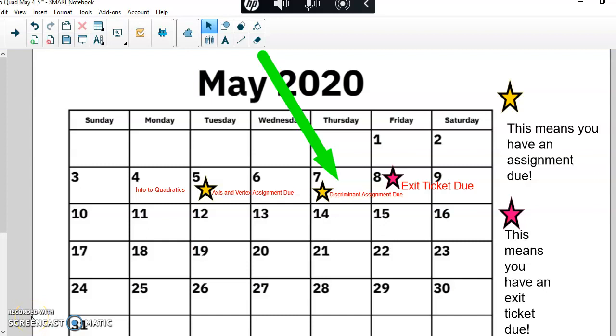We are getting ready to go through the knowledge you're going to need to do your assignment for today. As you see, our star is on the calendar. Your discriminant assignment is due today, and then all we have left for tomorrow is your exit ticket. So be sure to pop into Zoom if you have questions. Otherwise, we'll take a look at that assignment at the end after we talk through some notes.